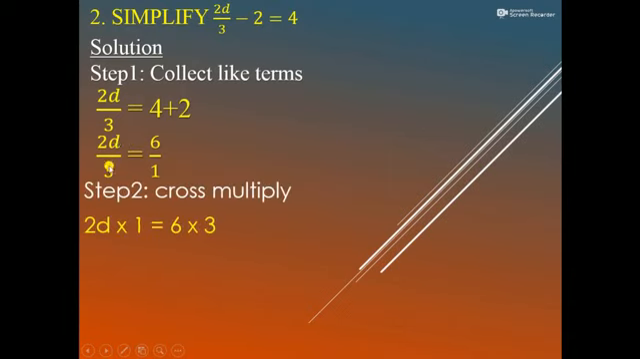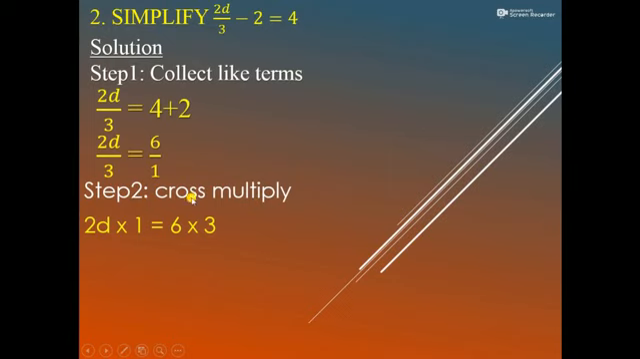Alright, now 2d over 3 is equal to 6. Okay, 4 plus 2 is equal to 6. Now to balance this equation, we divide 3 by 1 to balance the equation. After this step, the next step, that is step 2, is to cross multiply.